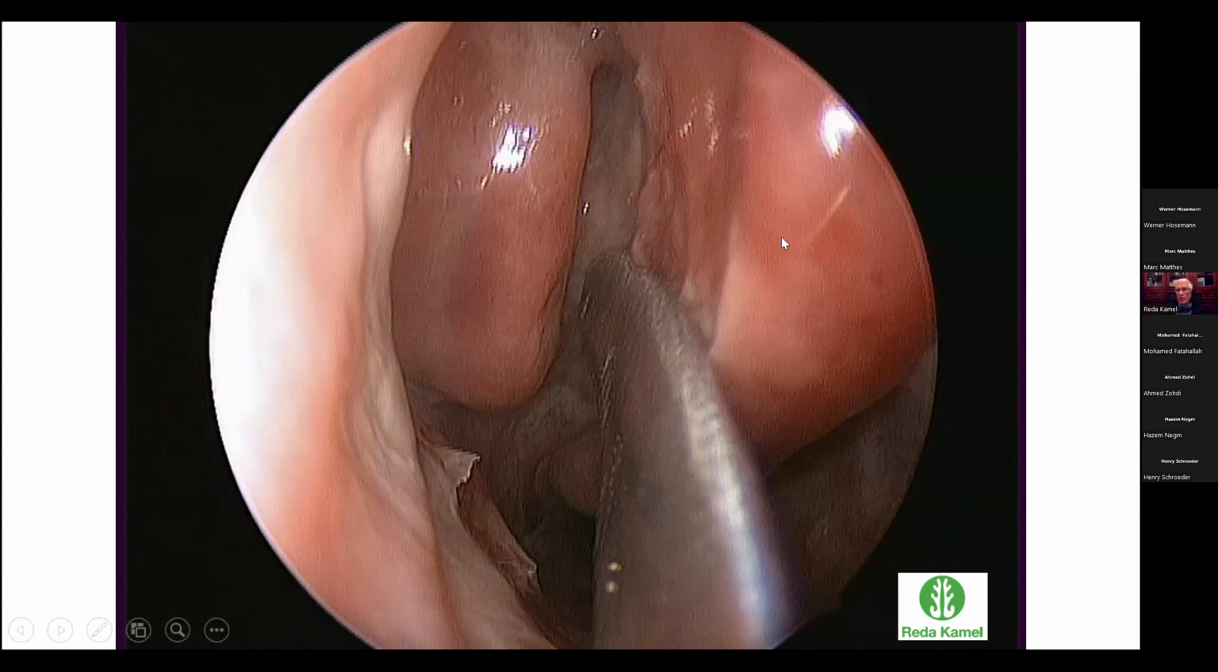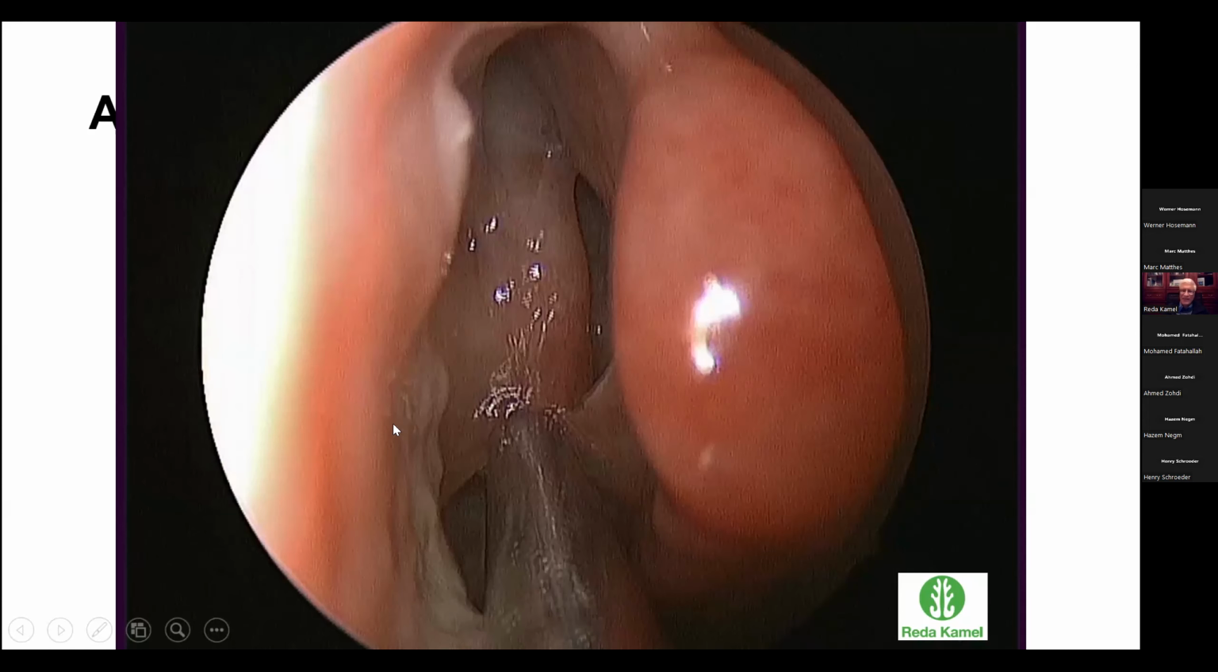We understand here we are. This is the first part of the medial turbinate, this is the bulla ethmoidalis, and this is the third part of the medial turbinate. The basal lamella is behind. First part of the medial turbinate, second part, third part. And here we are. This is the ostium of the maxillary sinus. Now we identify the bulla ethmoidalis.